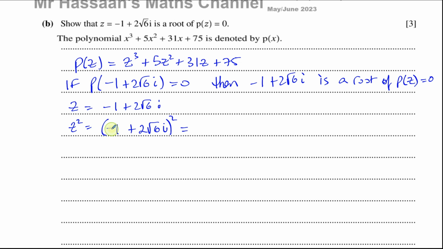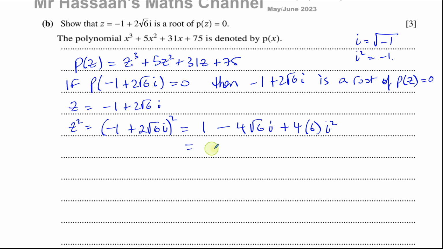When you square this, you're going to have minus 1 squared, which gives you 1. And remember the pattern for squared brackets: you multiply these two terms together and then double the answer. So you're going to have negative, and if you multiply these together you get 2 root 6i, now doubled, so 4 root 6i. And then you square the last term, so plus 2 squared is 4, root 6 squared is just 6, and i squared. Remember, i is the square root of negative 1, which means i squared is equal to negative 1. So this becomes negative 1.